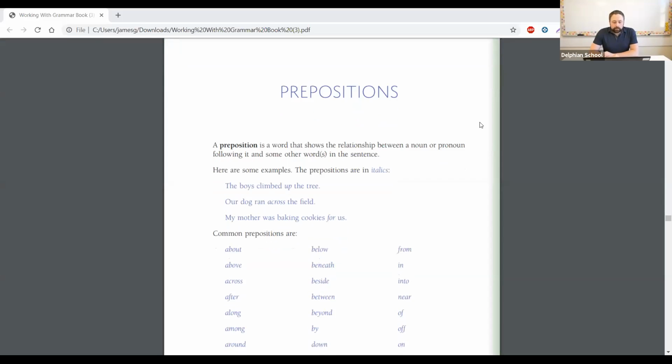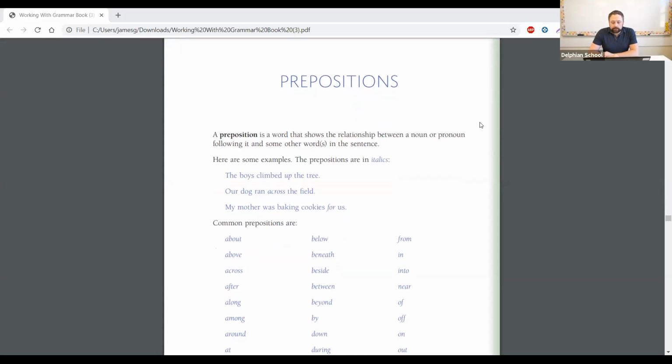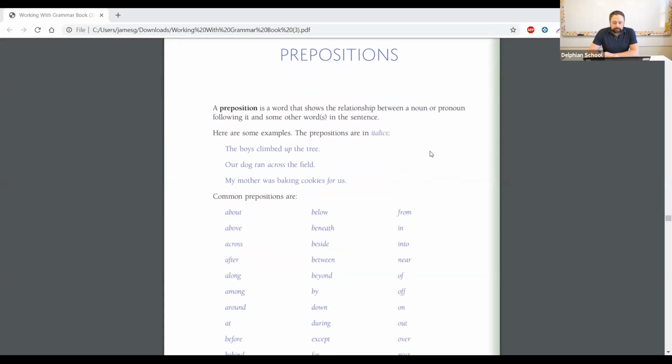Let's go right to our textbook and let's start reading about what a preposition is. All right. So a preposition is a word that shows the relationship between a noun or pronoun following it and some other words in the sentence. Here are some examples. The prepositions are the words in italics, and italics just means right here where the word looks a little bit tilted or slanted to one side. Like the boys climbed up is in italics. It looks a little bit slanted there. Up the tree. So up is the preposition.